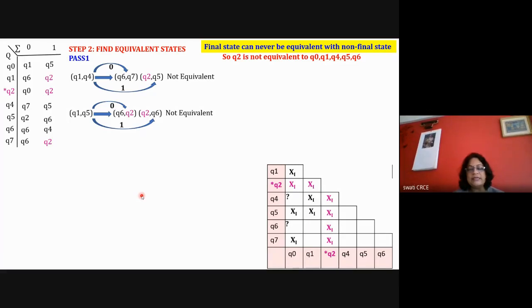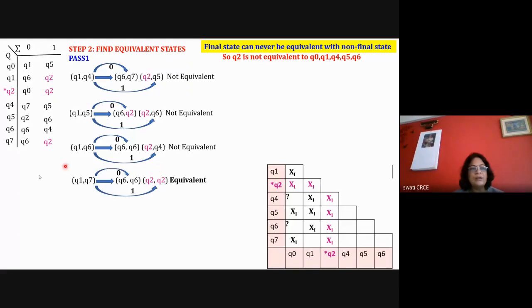Then I'll take the next pair Q1 and Q6. Q1 and Q6 with 0 I have written down, and here I am getting one pair which is one final and one non-final. So that means Q1, Q6 is also not equivalent. Then I'm taking Q1 and Q7, the first pair. Q1 with 0 is Q6, Q7 with 0 is Q6. So both are Q6, meaning they are equivalent.